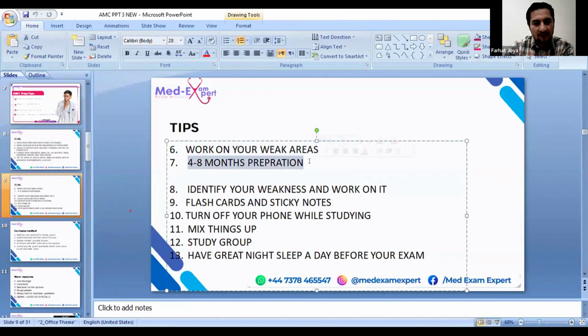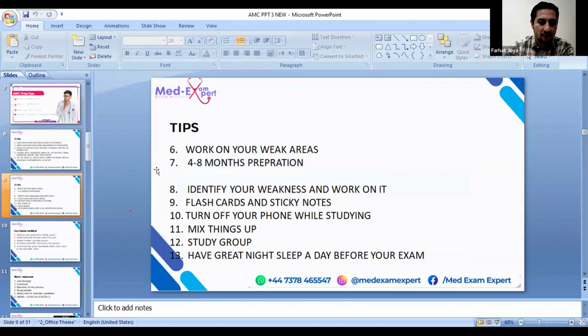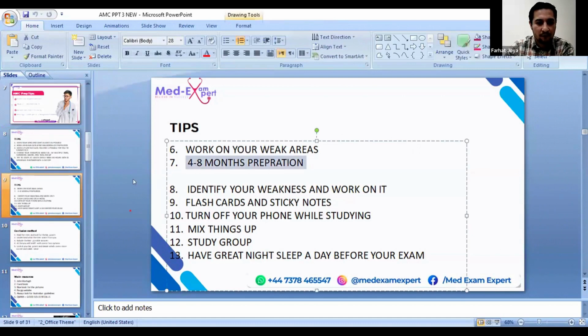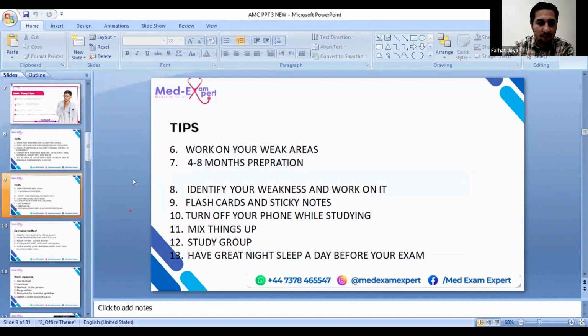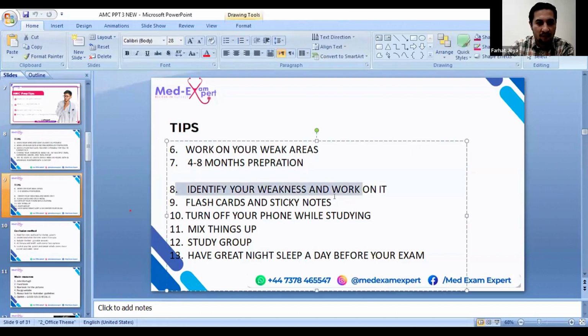And the preparation, how many months do you need to prepare yourself? I would tell you that it will take about 4 to 8 months, but it depends. Some people use like 1 hour. For myself, I spent like 6 months. And identify your weakness and work on it.